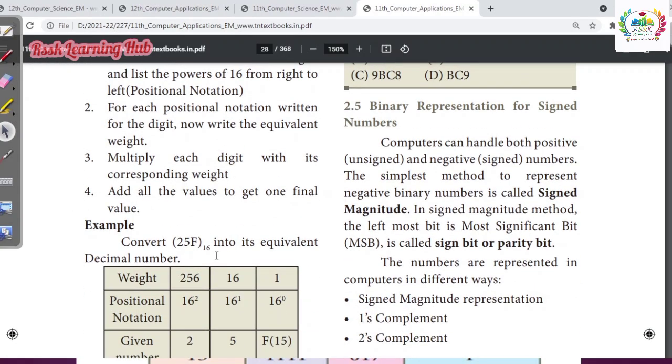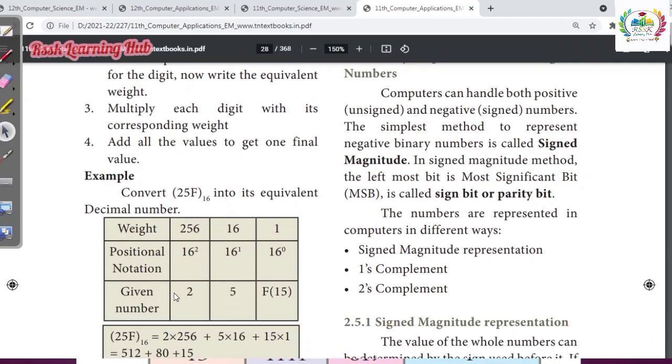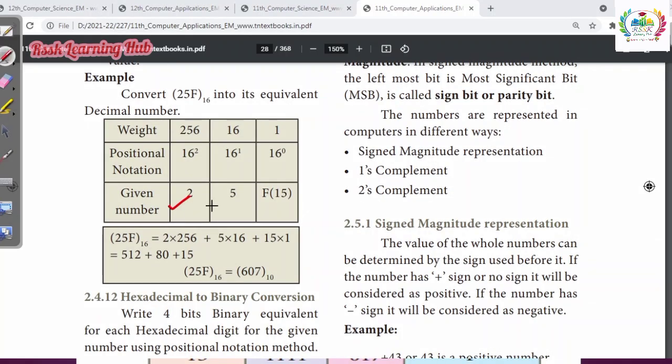So 25F to the base 16, you have to write the hexadecimal equivalent. The given number is 2, 5, F, where F is 15. Okay, F value is 15. Next, the positional values are 16 power 0, 16 power 1 and 16 power 2. 16 power 0, anything power 0 is 1. 16 power 1 is 16. 16 power 2 is 16 into 16, 256. So you have to multiply: 2 into 256 plus 5 into 16 plus 15 into 1. Then add all the values altogether. So finally, the result is to the base 10. That's all. Clear?